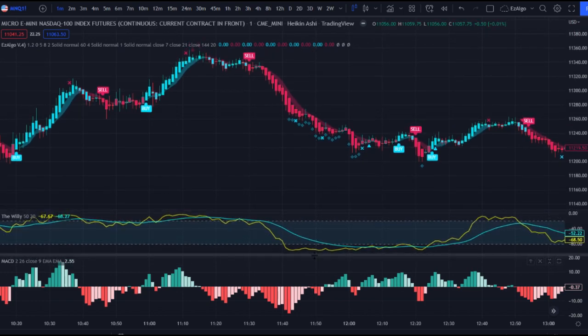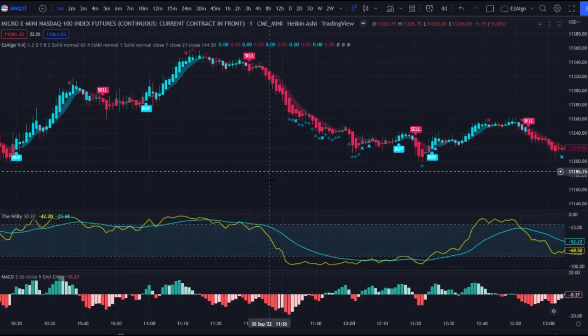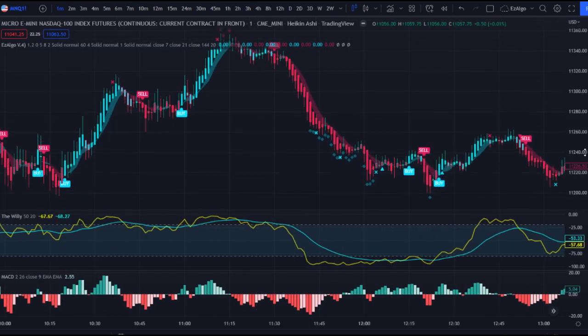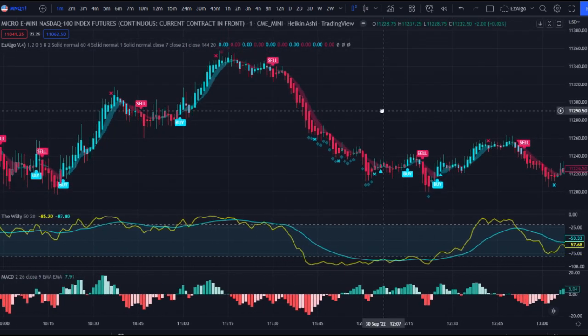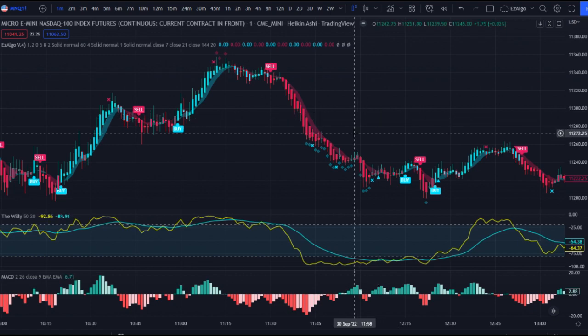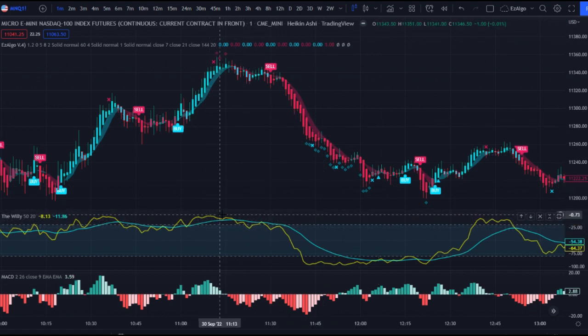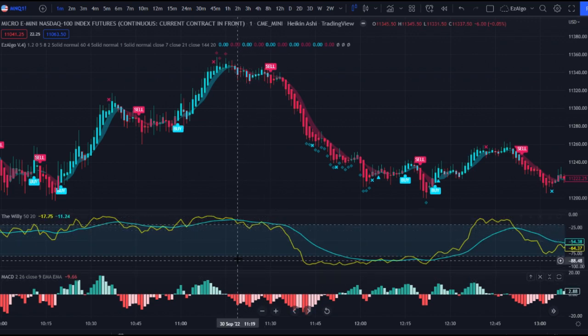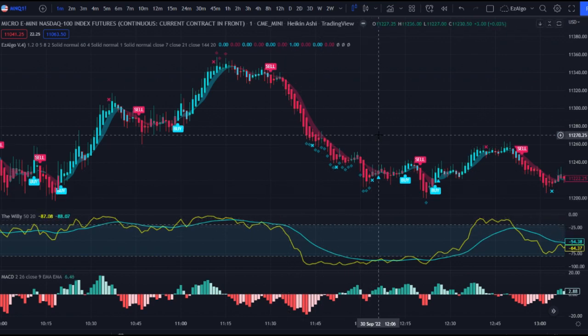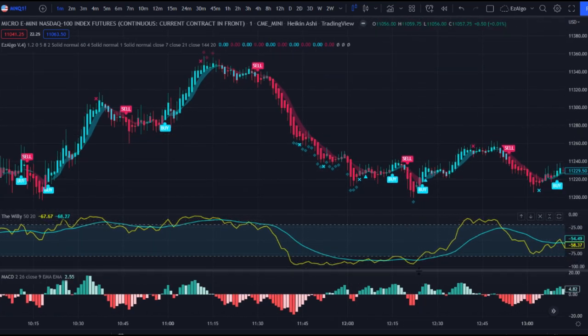So how this strategy works is we're pretty much waiting for all 3 indicators to line up, and as soon as they're all showing the same sort of inputs, we're going to enter the trade. So what do I mean by that? Well, the first thing we're looking for is a crossover on the Willie. We're waiting for that yellow line to cross below that blue line for a short, or if we're looking for a long, we're going to wait for the yellow line to cross above the blue line.